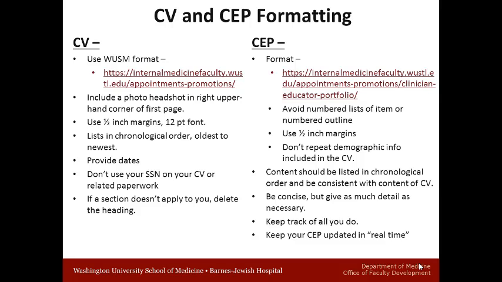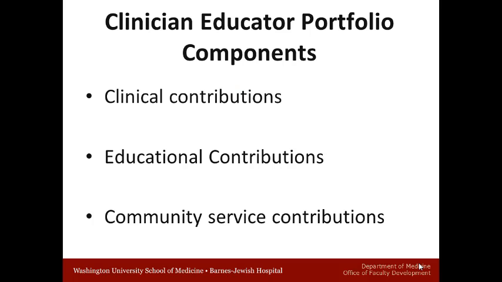Similarly for the CEP, half-inch margins again. Don't repeat your demographic information on the CV, so just put your name at the top, but you don't have to go through all of the personal demographics. They really encourage you on a formatting standpoint, avoiding numbered lists or a numbered outline. Use an outline format, but don't number it. That A, 1, 2, 3, kind of thing. Take that out. Again, chronological. Keep it concise, but as much detail as possible, and we'll go through that somewhat today. All right, so any questions to this point? I'll kind of go through some examples as we go through the CEP.